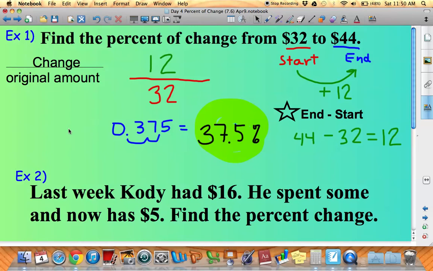Last week, Cody had $16. He spent some and now has $5. Find the percent of change. As I said before, please write down example 2 in your notes. Last week, Cody had $16. He spent some and now has $5. Find the percent of change.